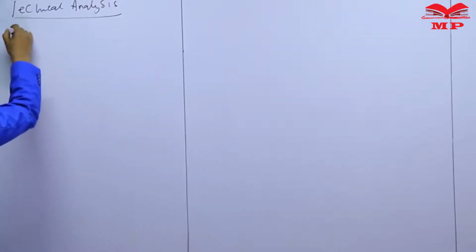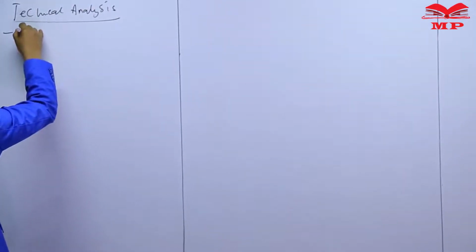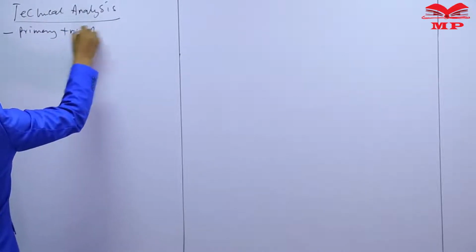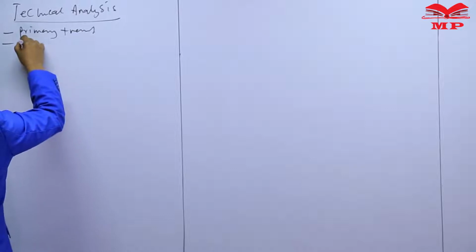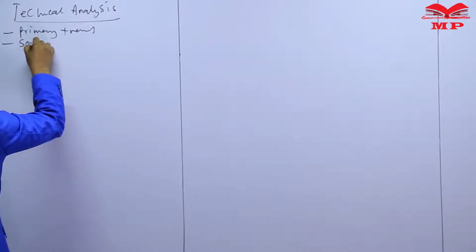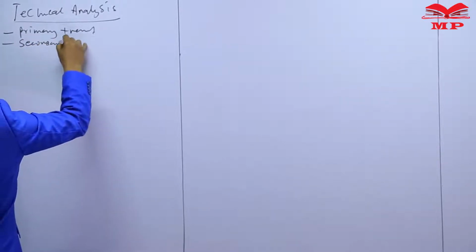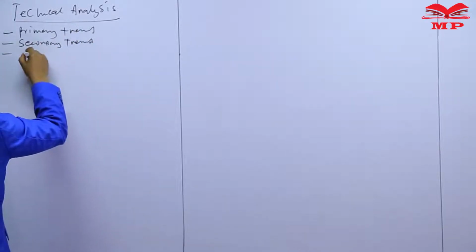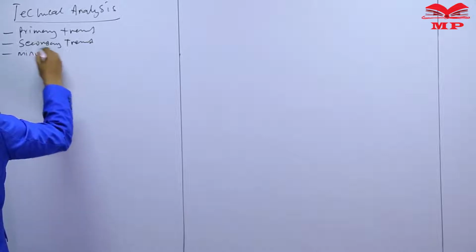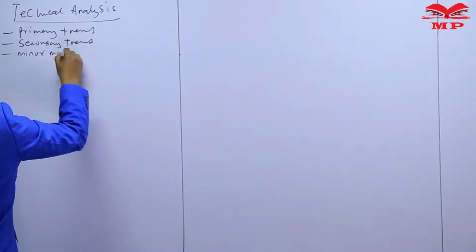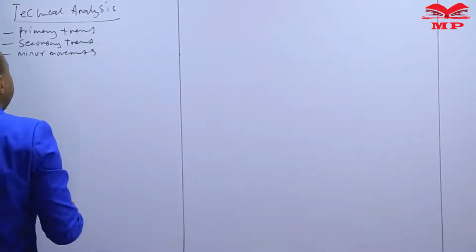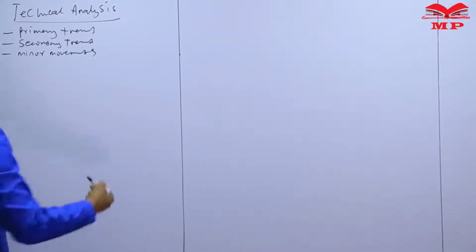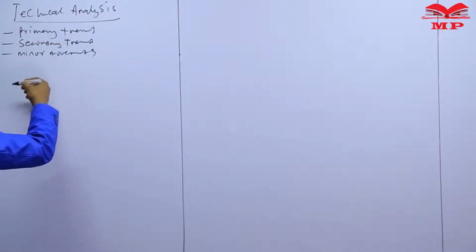So the first thing we're going to look at is primary trend. Then we will move on and look at secondary trend, then minor movements. And these are the principles that underlay the Dow theory: primary trend, secondary trend, and minor movements.